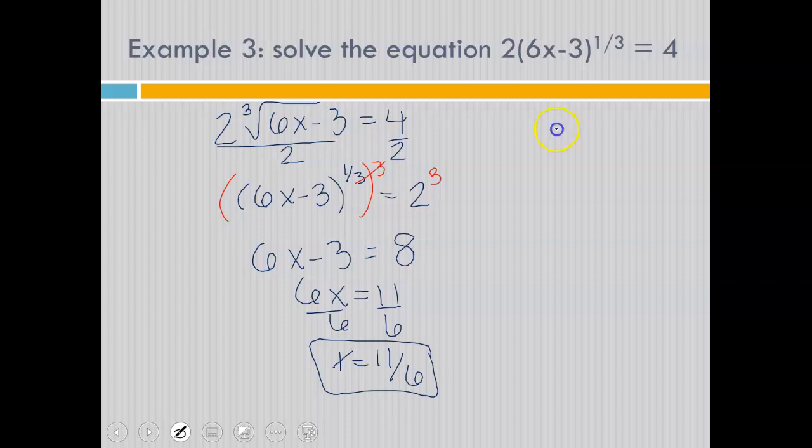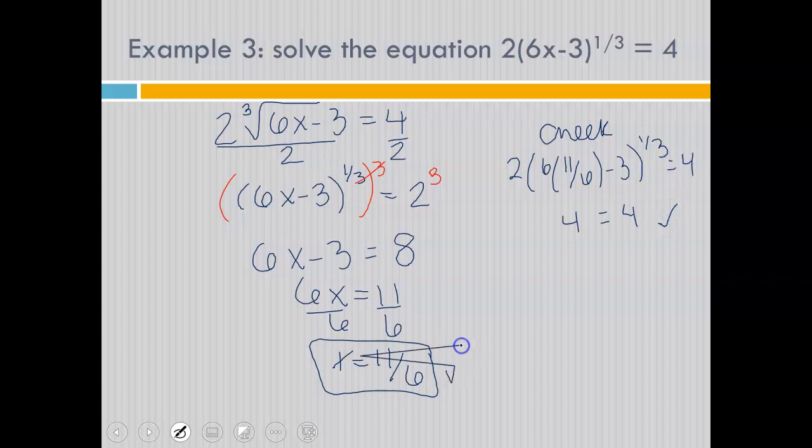And again, do a quick check. And we get that 4 does in fact equal 4. So we are happy.